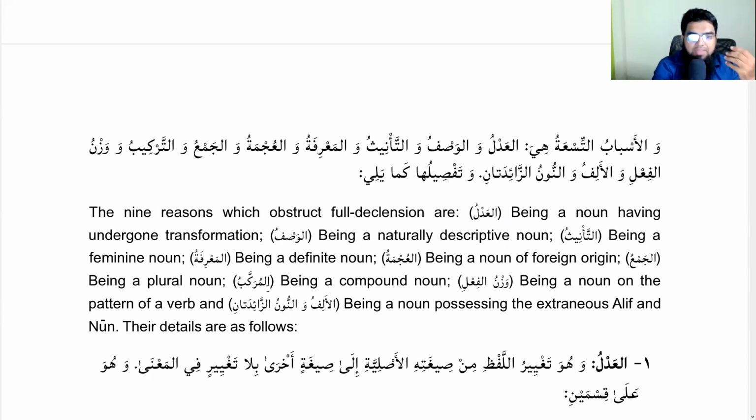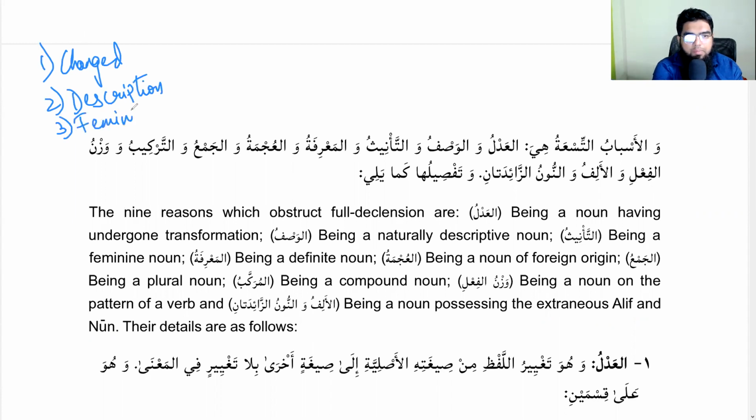Wa waznul fi'li, being a noun on the pattern of a verb. Wa alifun nun zaidatan, and being a noun possessing the extraneous alif and nun. The details are as follows. Tafsil. So what he said, the 9 rules are: first one is what? Adl. So change, something which has been changed, transformed. Change. Second, wal wasfu, description, something which describes something. Third, feminine. Fourth is what? Ma'rifa, definite.